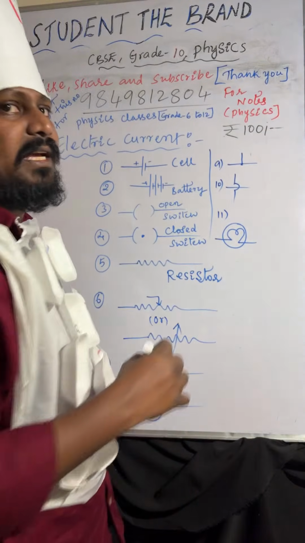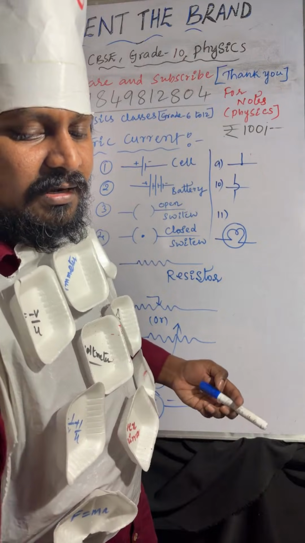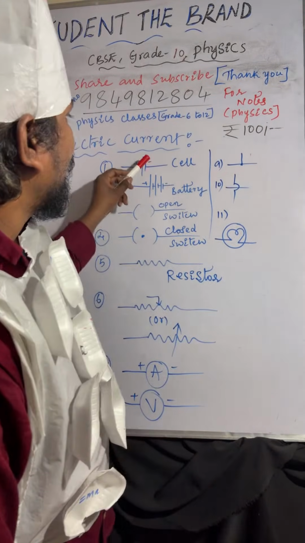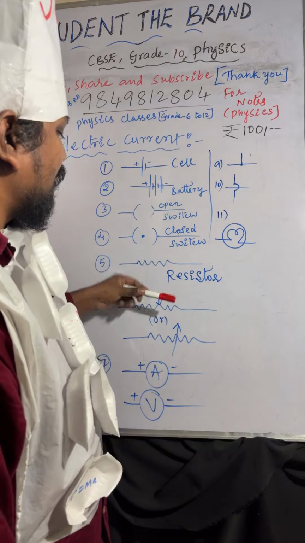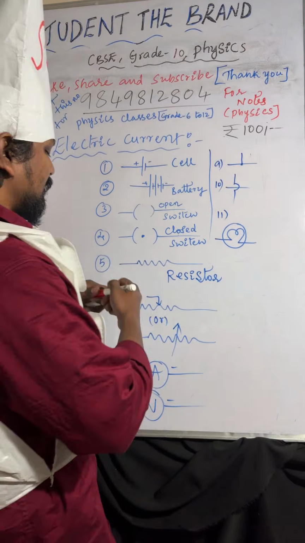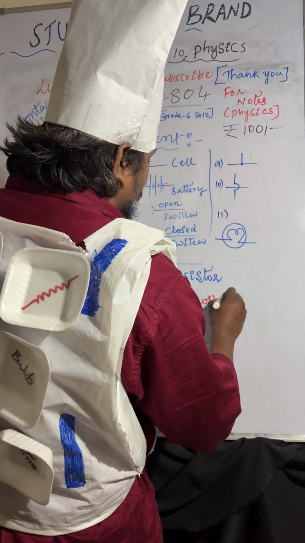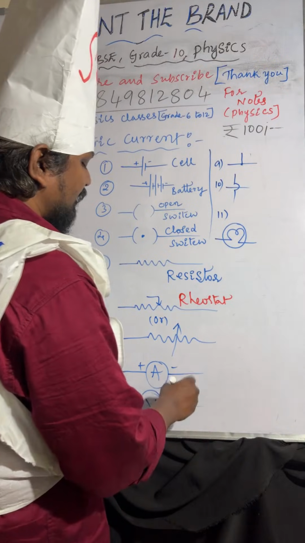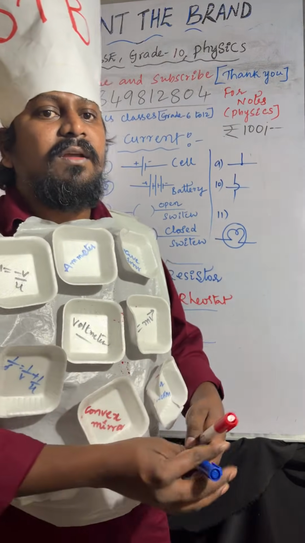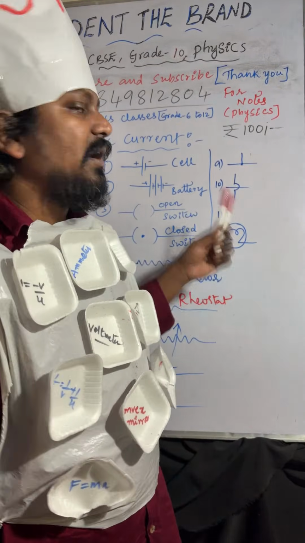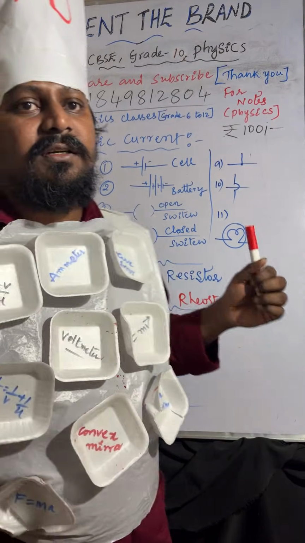So, the first one is cell, battery, open switch, closed switch, resistor, rheostat. Here I am taking the rheostat. And next are the ammeter, voltmeter, wire joining and wire crossing, and bulb. Okay, so from here we have to discuss the resistor.